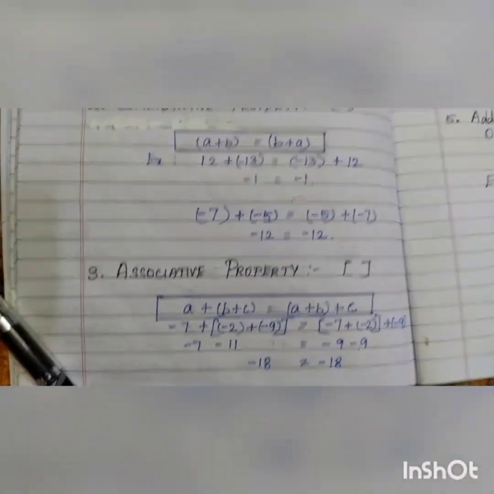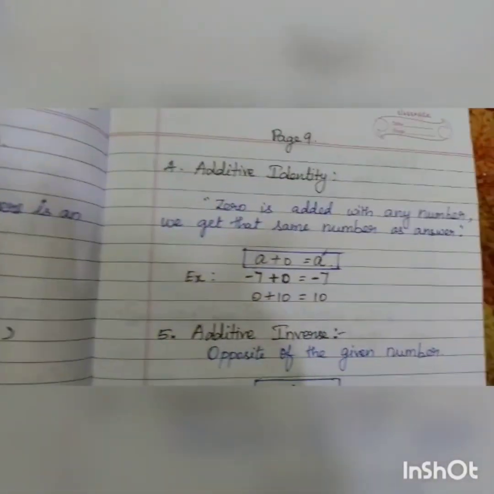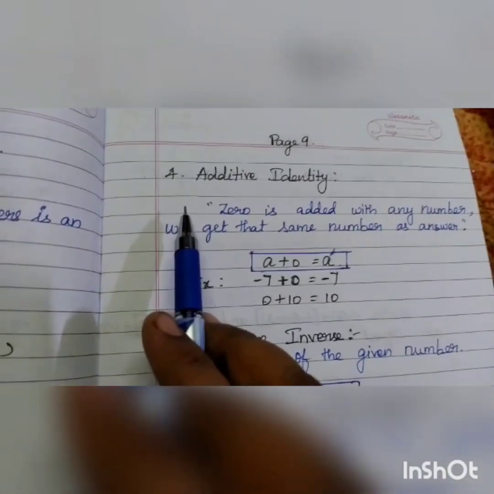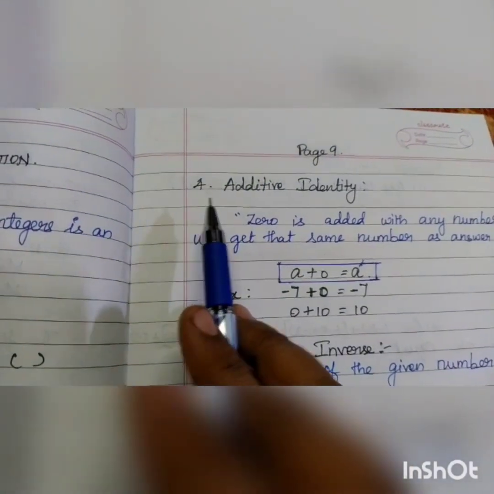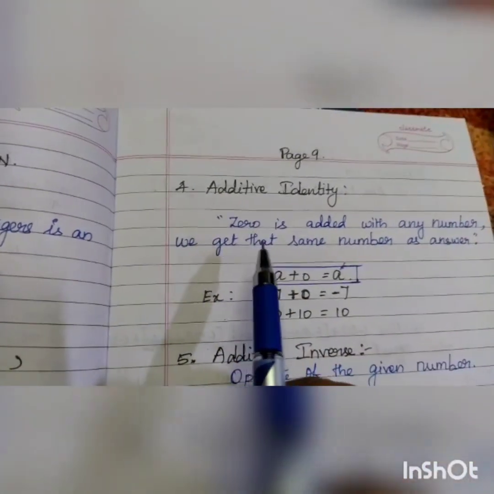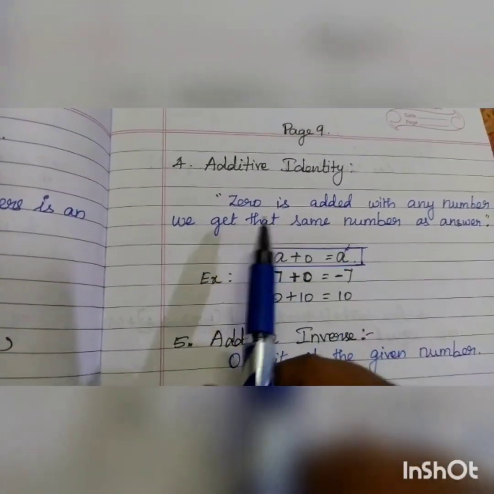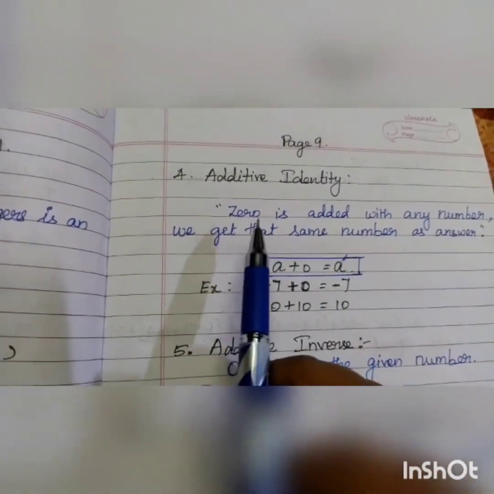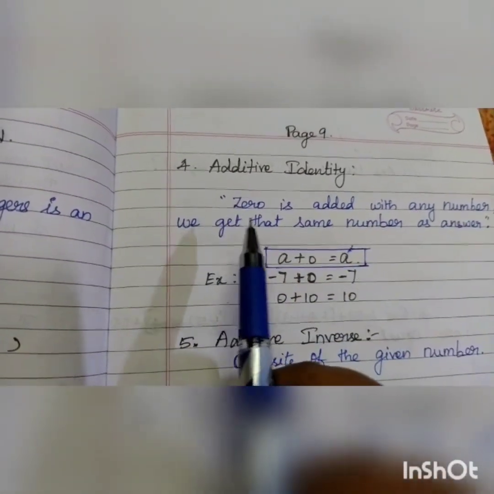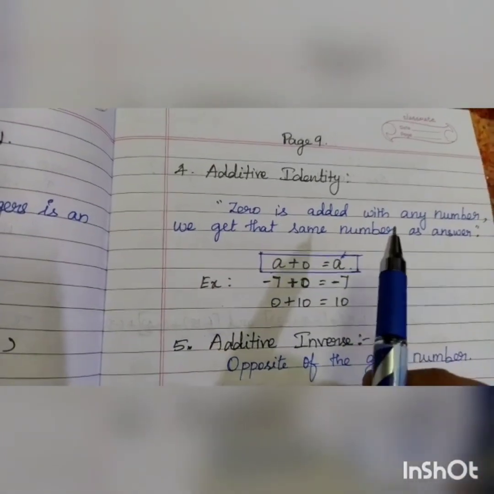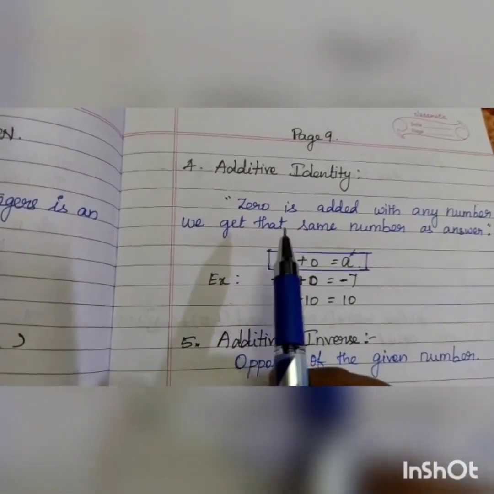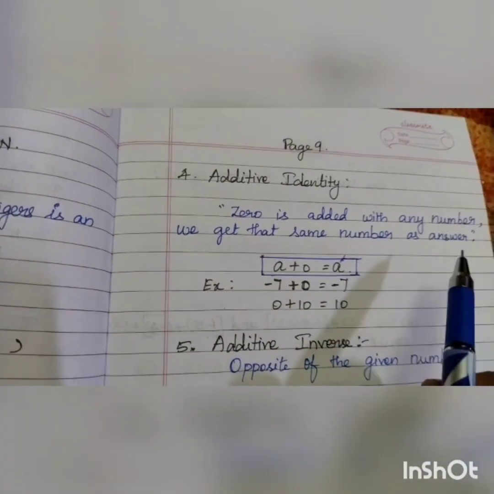Next, this is page 9. We are going to learn additive identity. Listen, I have written in a simple sentence what additive identity is: when 0 is added with any number, we get that same number as the answer.